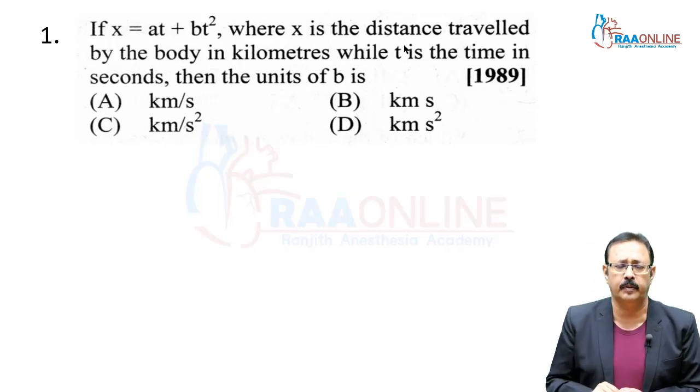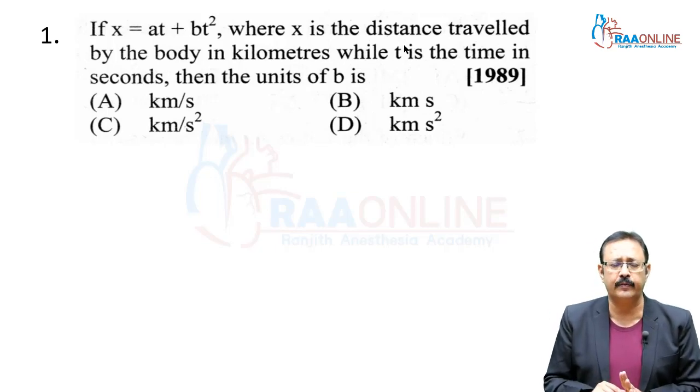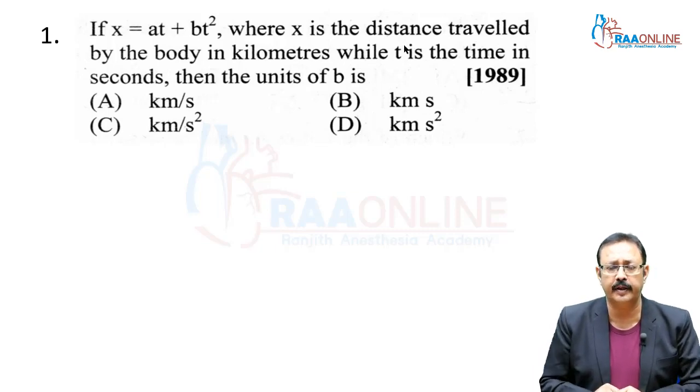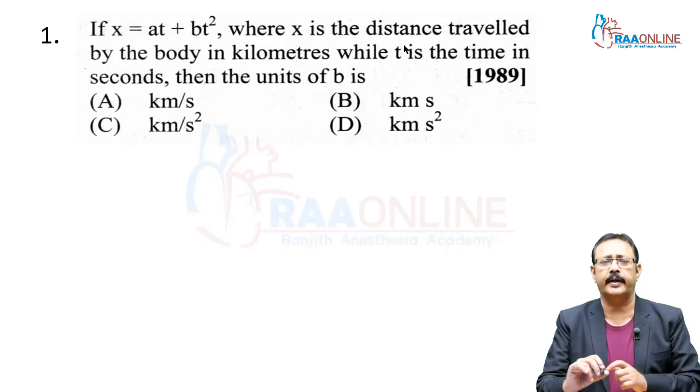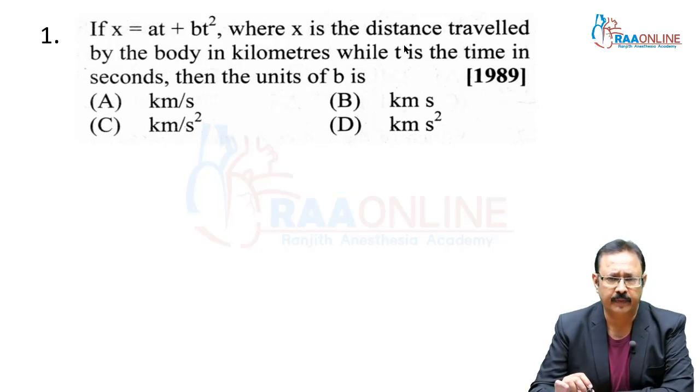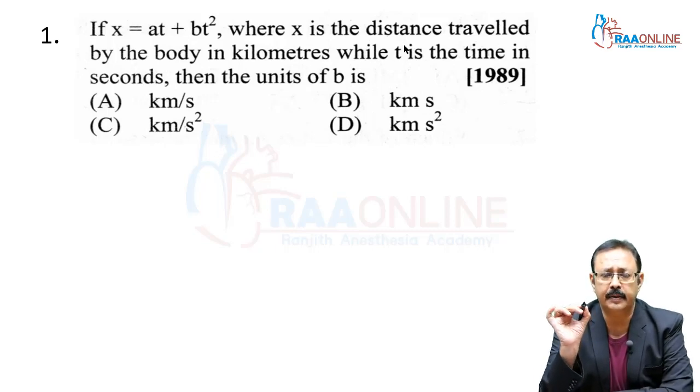First problem. X is equal to AT plus BT square. X is the distance travelled by the body in kilometers and time in seconds. All units are the same, no need to convert units. We want to calculate the unit of B. The concept is very simple. 3 kg plus 2 kg can only give us 5 kg.